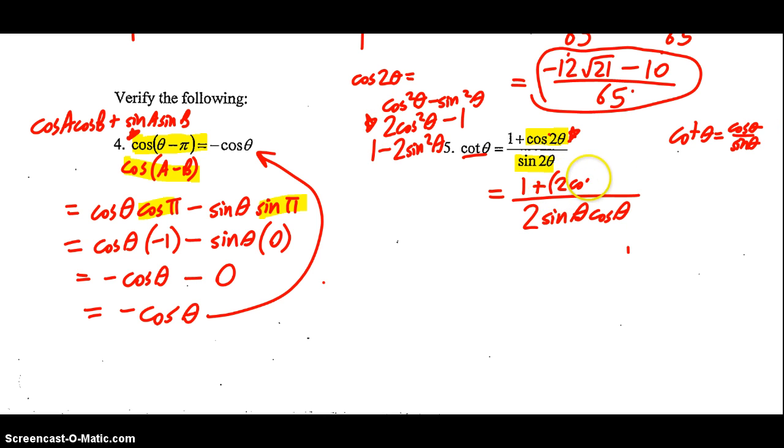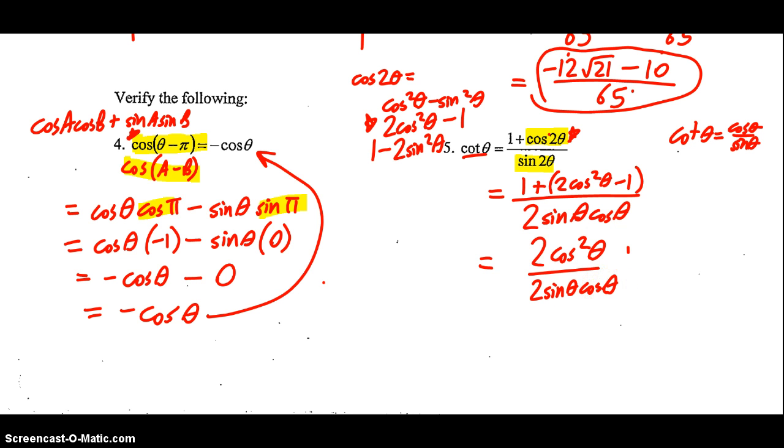2 cosine squared theta minus 1. Okay? Now, let's see what happens. Well, this 1 and this negative 1 add to 0. And I'm left with 2 cosine squared theta over 2 sine theta cosine theta.